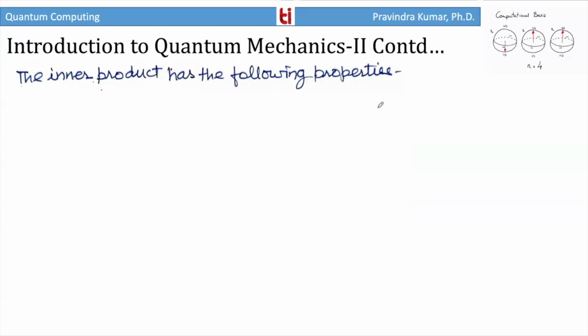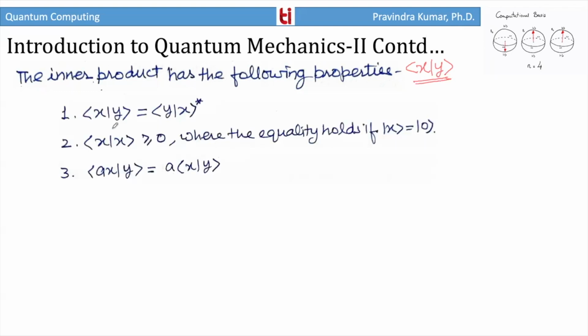You know the inner product or scalar product of two vectors, ket x and ket y, or two quantum systems x and y, is denoted as <x|y> in bracket notation. The inner product has the following properties. The inner product of <x|y>, as I told you, if I interchange the positions, gives the complex conjugate. So <x|y> and <y|x> are complex conjugates of each other. And the inner product of x with itself, <x|x>, is greater than or equal to 0, where equality holds if x is equal to 0.